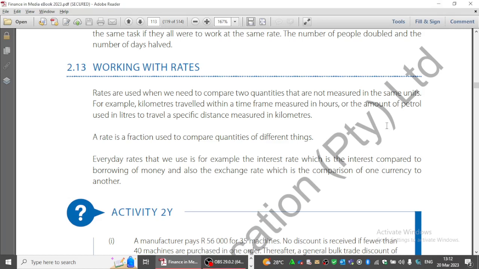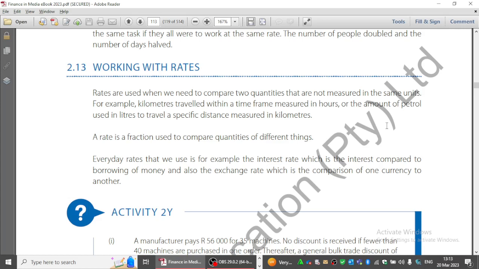So a definition of a rate is that a rate is a fraction used to compare quantities of different things. Everyday rates that we use are, for example, the interest rate, which is the interest compared to the borrowing of money, and also the exchange rate, which is the comparison of one currency to another. When we use the interest rate, we compare the money that you borrow against the money that you will pay off, which are two different amounts. The difference between those amounts is referred to as the interest rate.